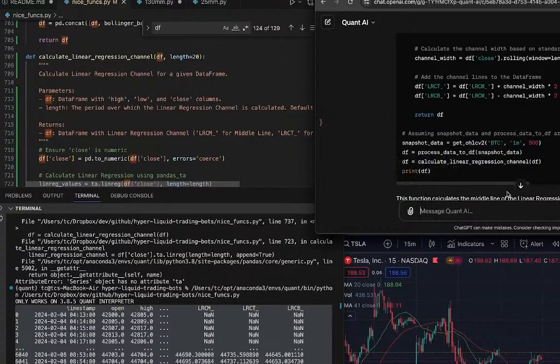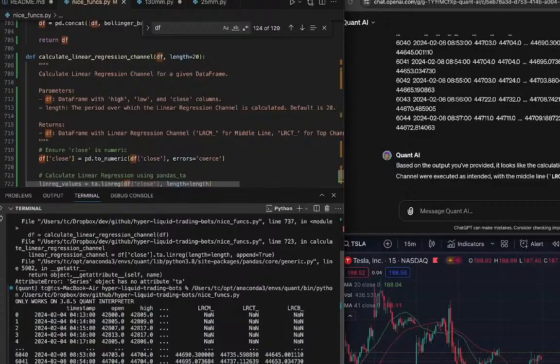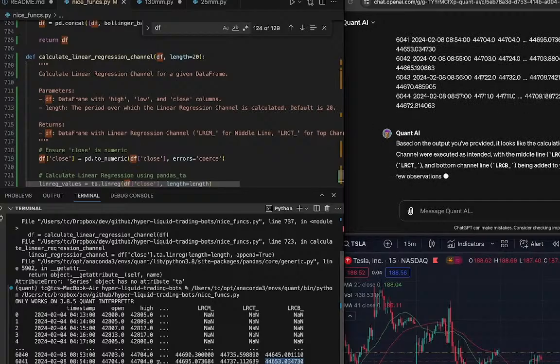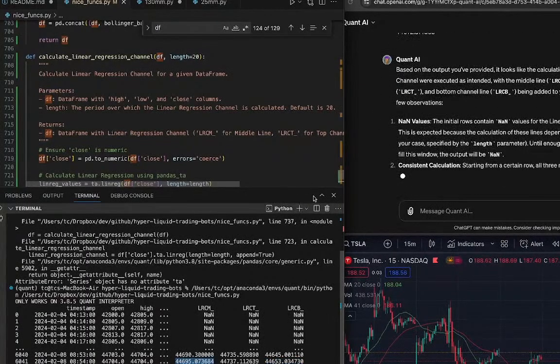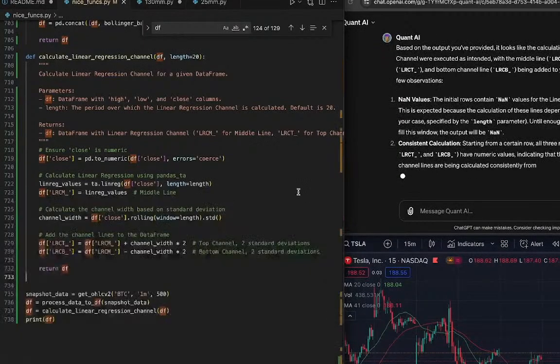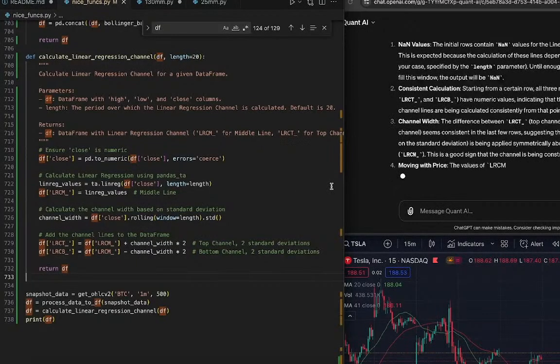I'm so dumb. It's so funny sometimes. All right, these look good to me though. They're different values. I don't know the math behind it, but I can tell you they're different values. So that's good. It looks like we got linear regression channels and Bollinger Bands set up today already, and it's only been 20 minutes or so.